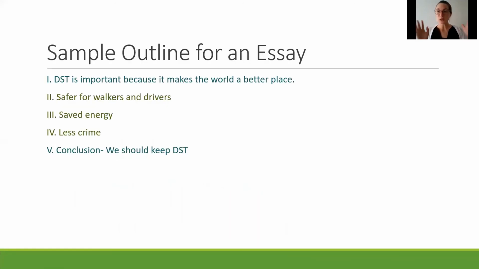Okay, so we talked before about that formal outline, right, where we use the Roman numerals. So here's how I would sample outline an essay. I'm going to start with making my statement, and that's in paragraph 1, the introduction. And I'm going to say DST is important because it makes the world a better place. Okay, now I have my focus.